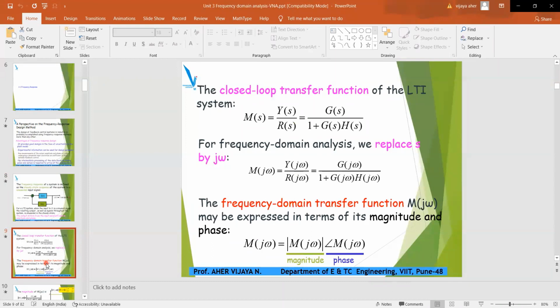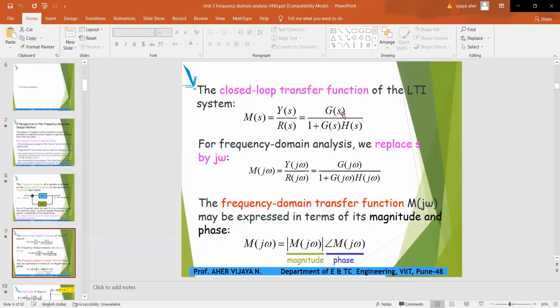The standard equation for transfer function in case of closed loop control system is equal to G of S divided by 1 plus G of S into H of S. So this is the equation for transfer function. You have studied in time domain analysis, right? So the same equation we are going to use over here in frequency domain analysis. Just you have to replace this S by j omega.